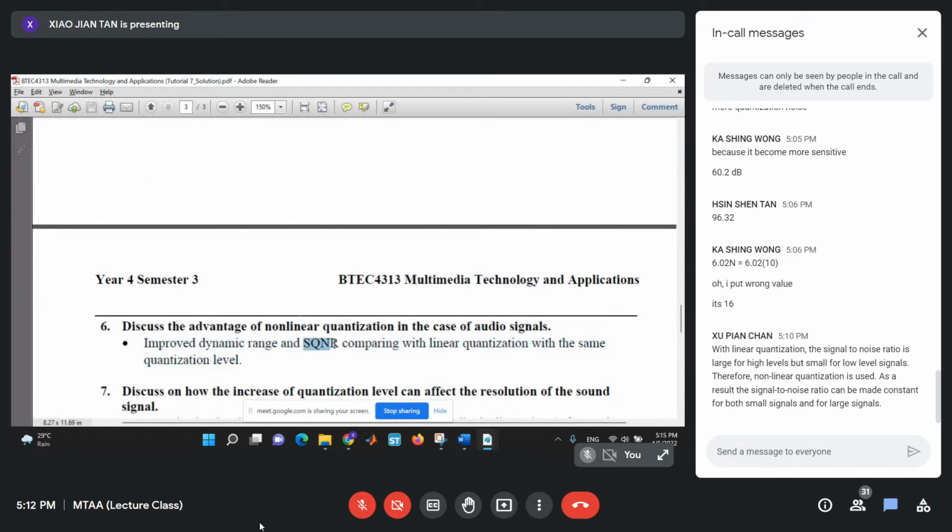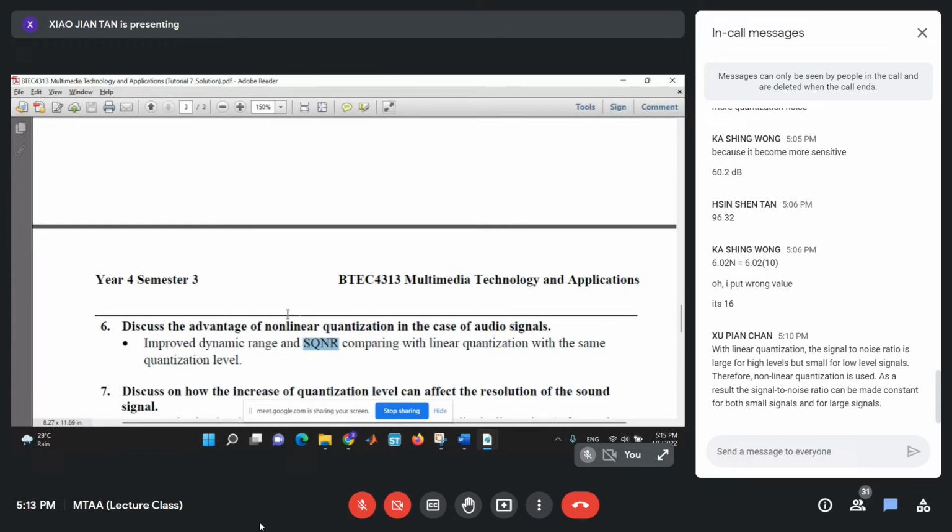As for improving the SQNR, it is what was mentioned by Xu Pian, whereby the sampling interval can be more adaptive, so that you can be matched to the analog and you don't need to reduce the quantization error.